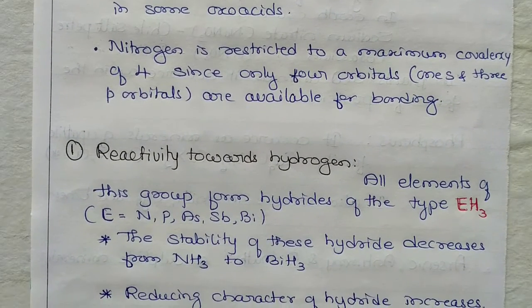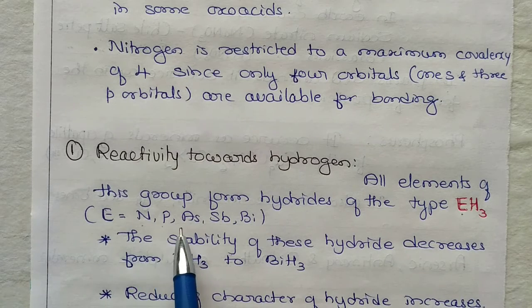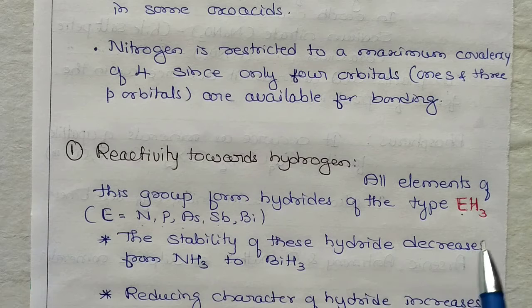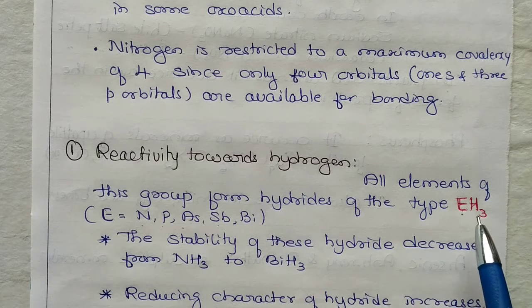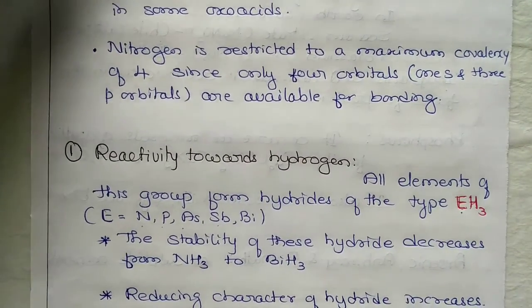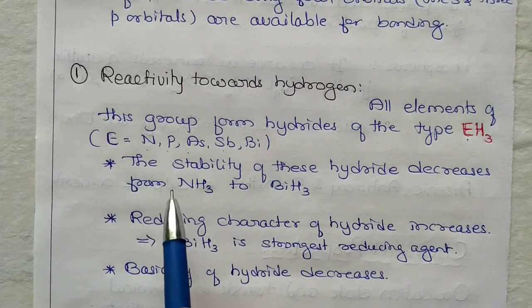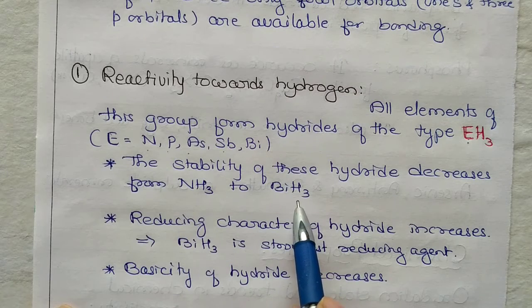Now let us go for the first, reactivity towards hydrogen. All elements form hydrides of the type EH3. E means the 15th group elements, that is nitrogen, phosphorus, arsenic, antimony and bismuth. So for example, NH3, PH3, AsH3, SbH3, BiH3. Here also normally they will ask a CET question or 1 mark question. The trends are very important here. The stability of these hydrides decreases from ammonia to bismuth hydride.